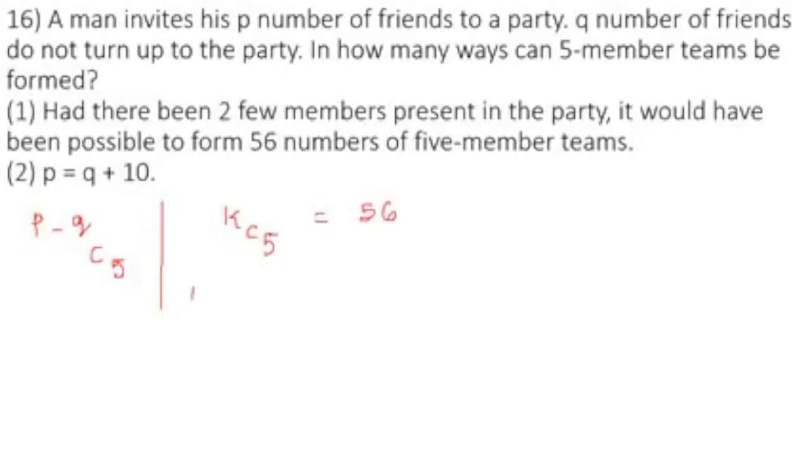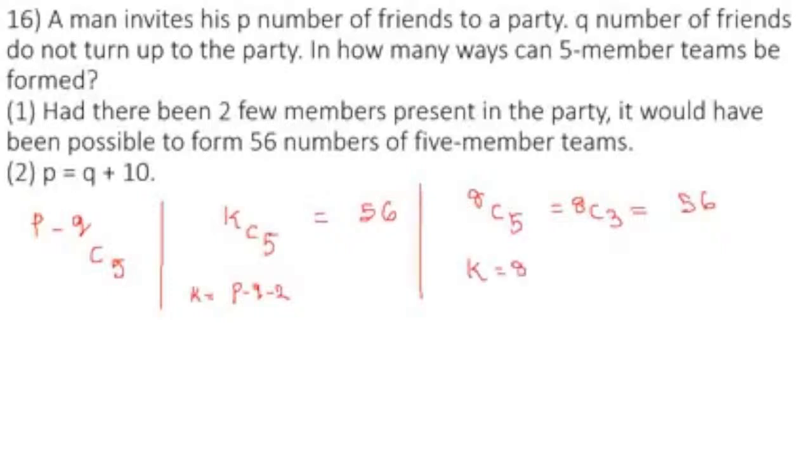What is this K here? This K is nothing but P minus Q minus 2. So KC5, when will I get 56? The possibility should be only 8C5. 8C5 is nothing but 8C3, that is equal to how much? 56. So K is how much here?